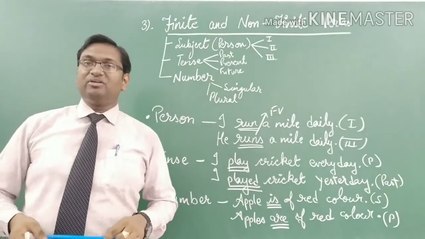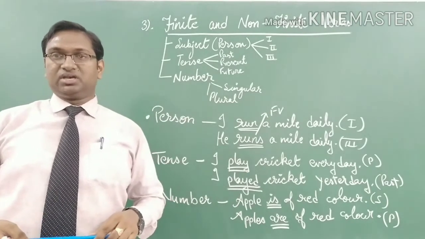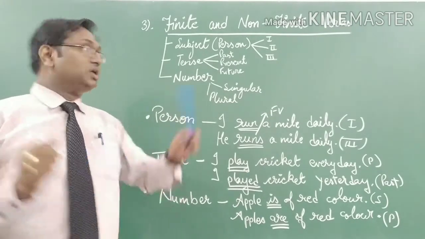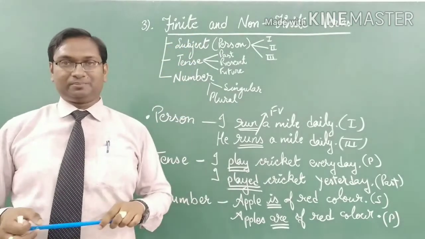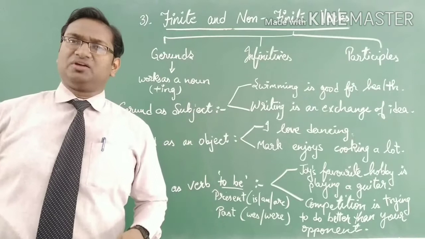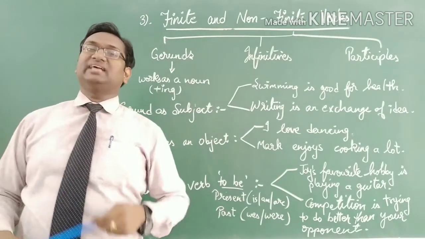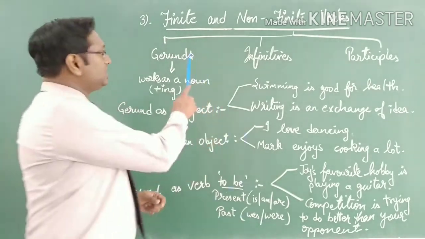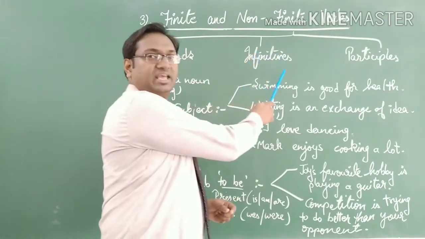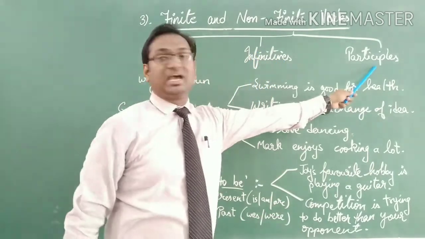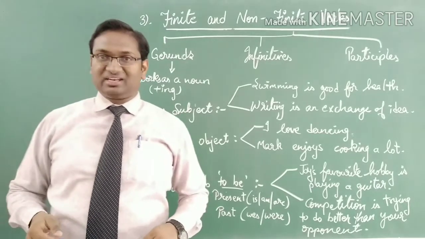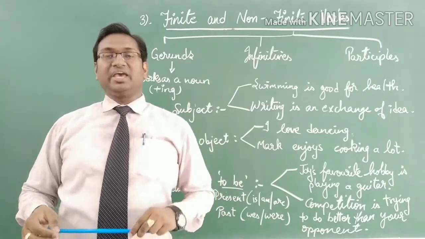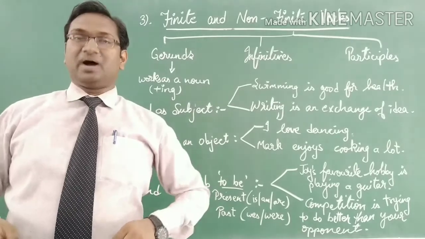Now, next we have non-finite verbs. Now, non-finite verbs do not depend upon the person, tense or number. Now, let's move on to non-finite verbs. And there are three types. First is gerunds, second infinitives, and third we have participles. We have three non-finite verbs: gerunds, infinitives, and participles.